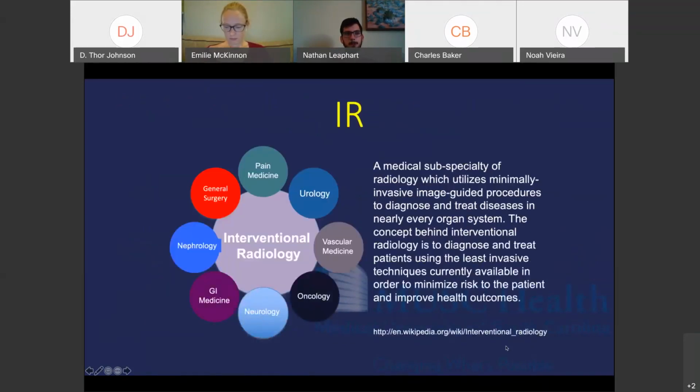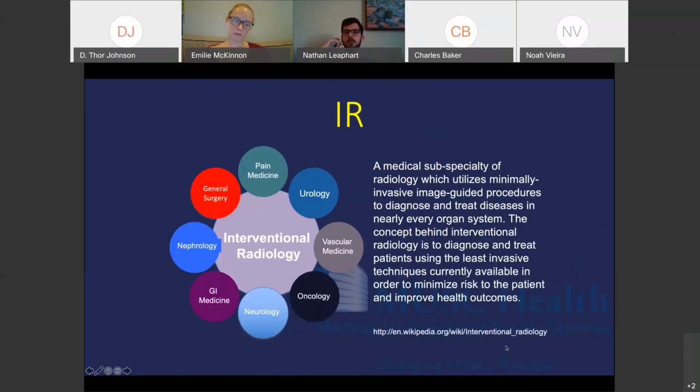So if you look at IR, and this is the Wikipedia definition, by the way, it's a subspecialty of radiology, which uses minimally invasive image-guided procedures to diagnose and treat diseases in nearly every organ system. And there's not many doctors in the hospital that we don't talk to.